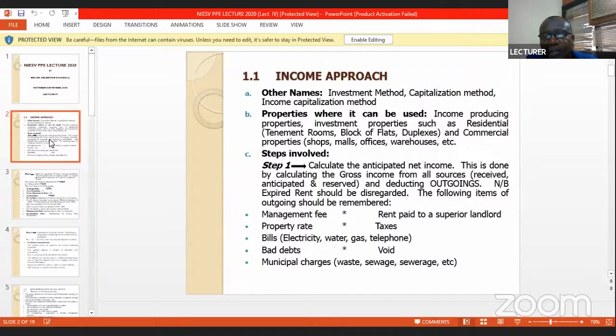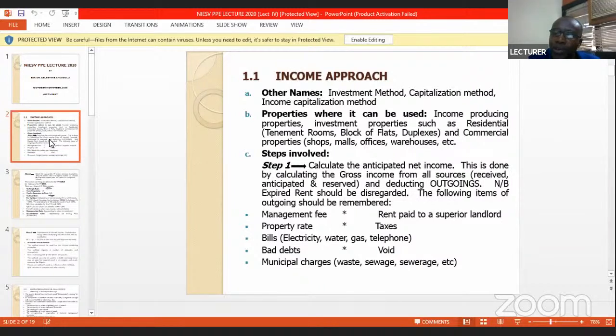Municipal charges. So, it is the responsibility of the valuer to know those outgoings that accrue in the property he's valuing. And when you have calculated the outgoings, you deduct it from the gross income to arrive at the net income.